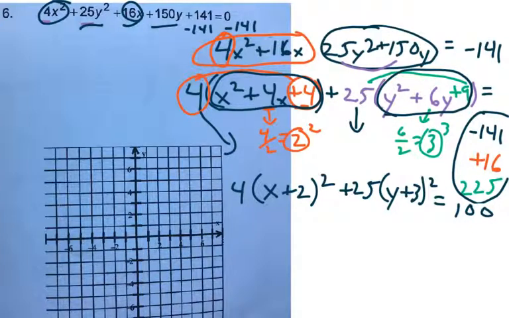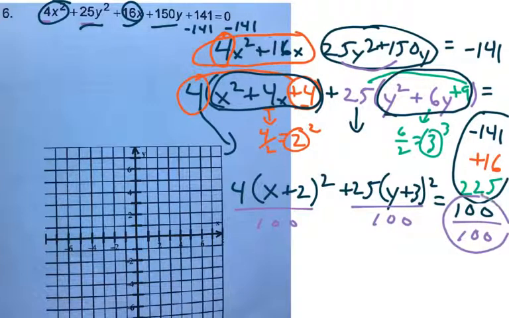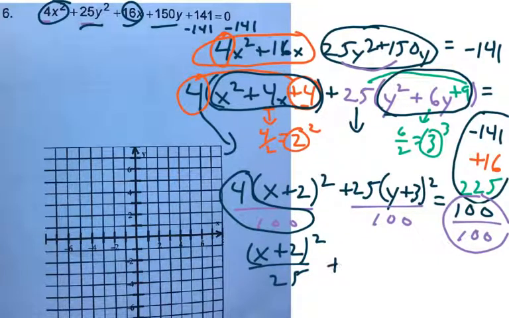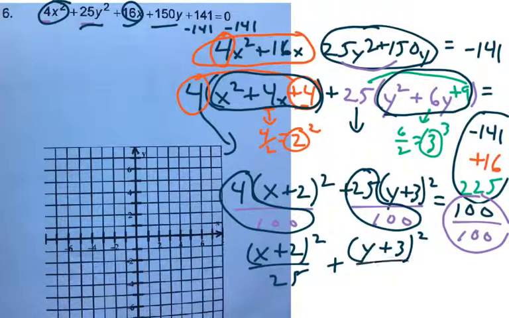If you remember what I taught you in class, guys, we need to now divide everything by 100 because we need it to equal 1. The standard form for ellipse is always equal to 1 on the right side. So let's see what we got now. 4 over 100, you see, reduces to 1 over 25. So we have x plus 2 squared over 25. Plus, here, 25 over 100 reduces to 1/4. So we have y plus 3 squared over 4 equal to 1.